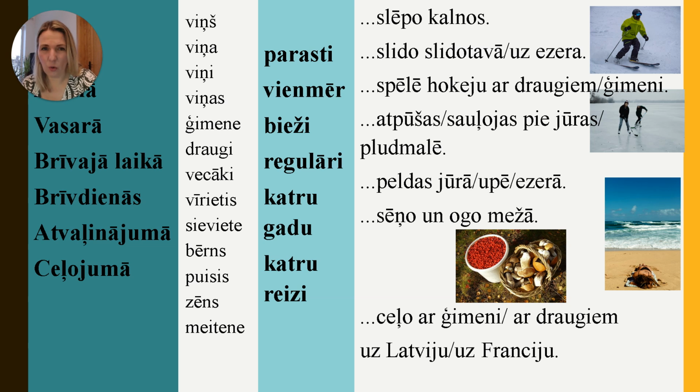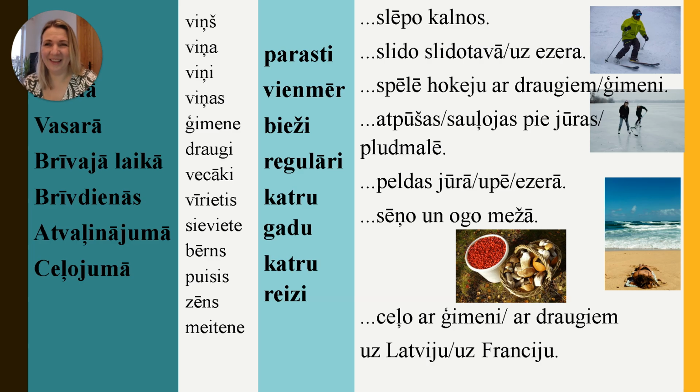Spēlē hokeju ar draugiem. So you can always add ar, with whom together. Vai ar ģimeni. Then the verb atpūsties is a reflexive verb in first conjugation. Maybe it's harder to conjugate, but if you learn this one form, atpūšas, they're resting, relaxing, somewhere, pie jūras, by the sea, pludmalē, on the beach. And I did add also sauļojas, that's the verb you know better, for this picture here, sunbathing. Then peldas, swimming. Peldas jūrā, they swim in the sea, or upē, in the river, or ezerā, in the lake.